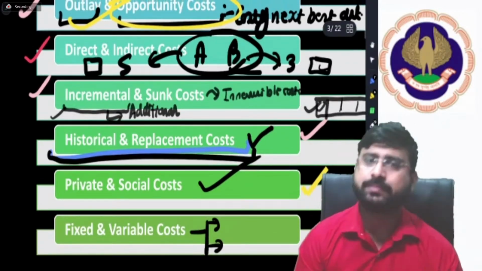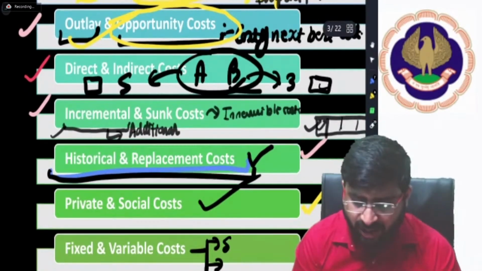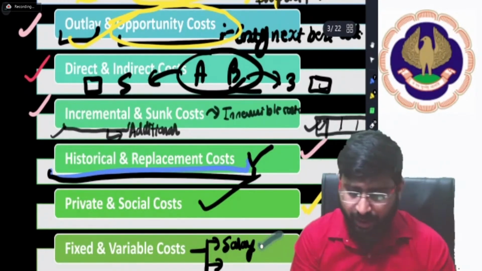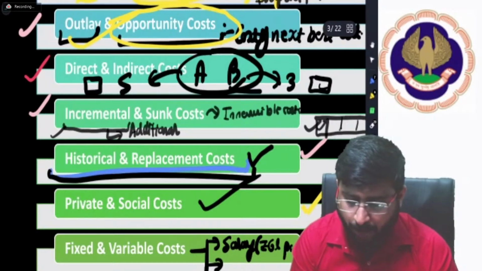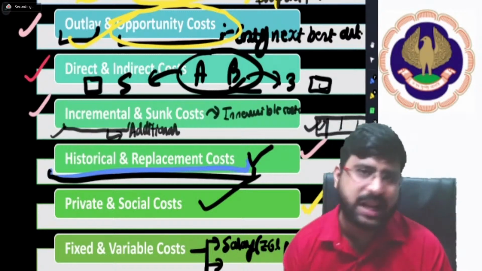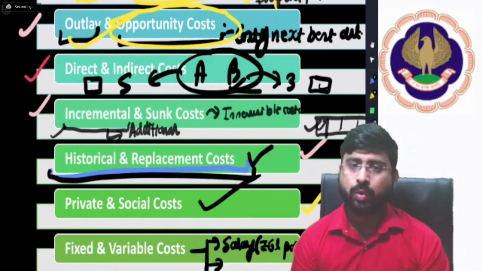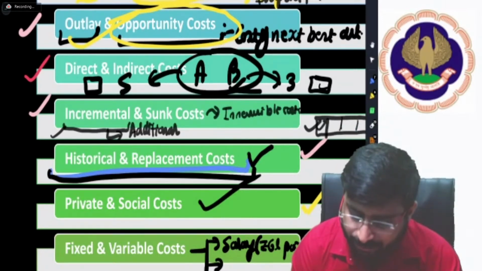See, suppose staff has been hired on some salary. Let's say the salary is rupees 6 lakhs per annum. Now, my dear friends, this is one example. Another example I can give.